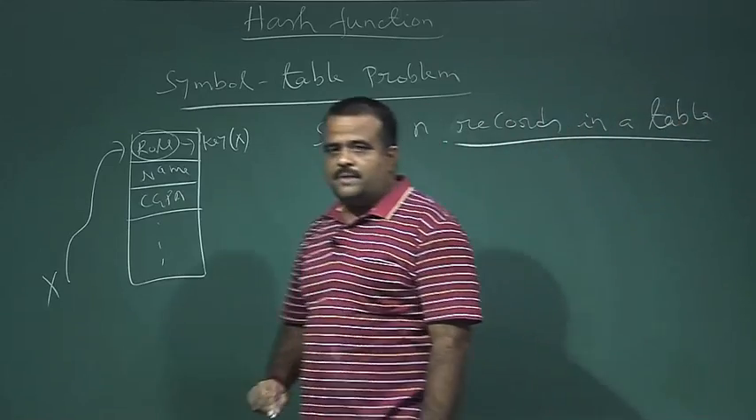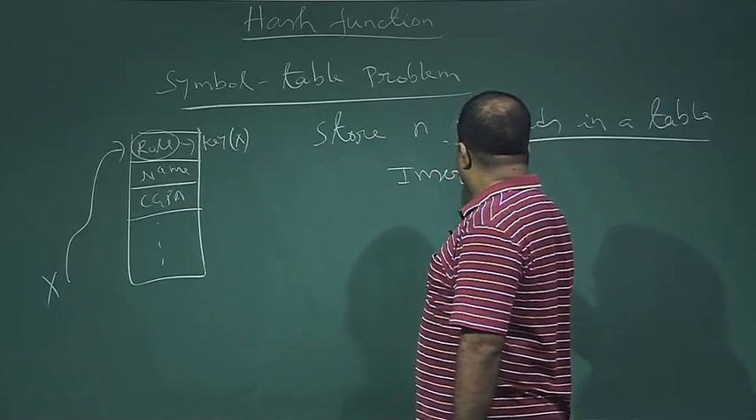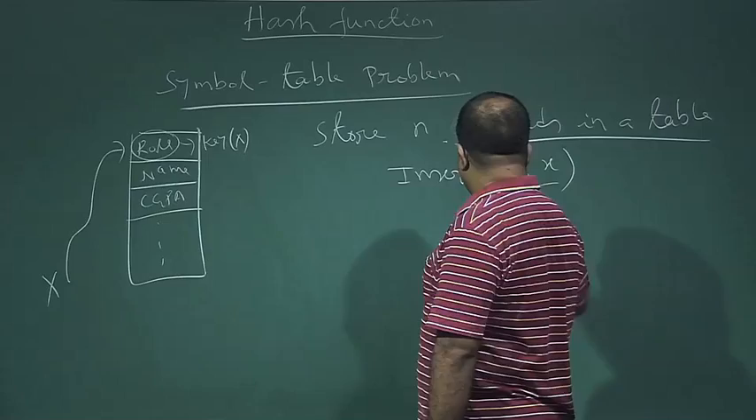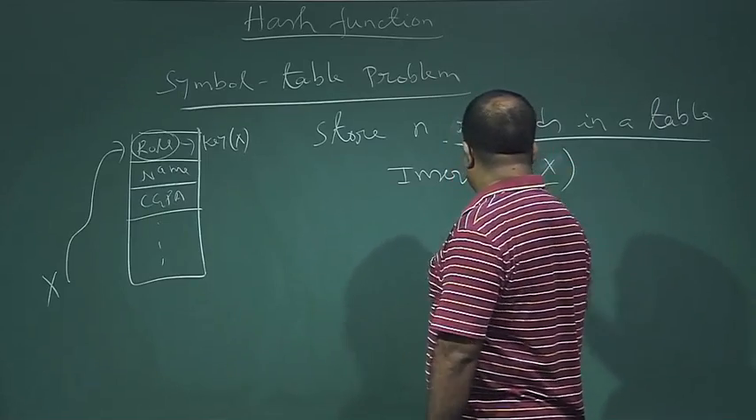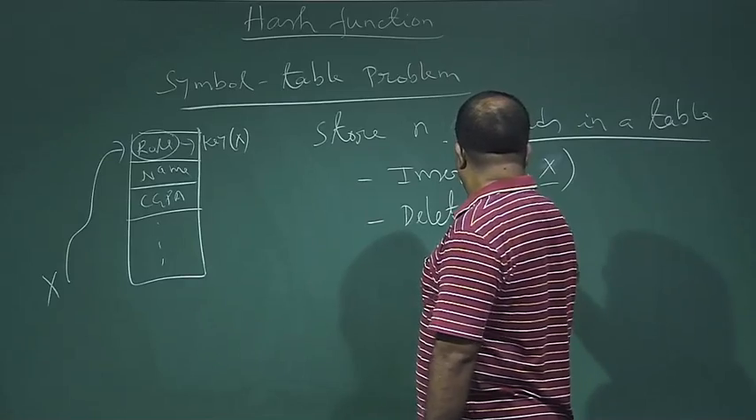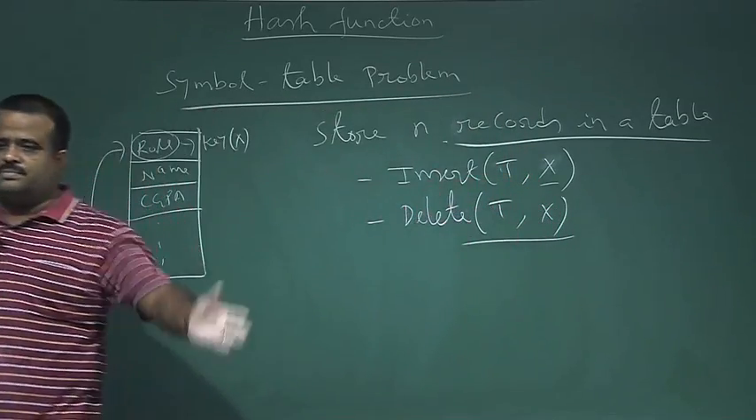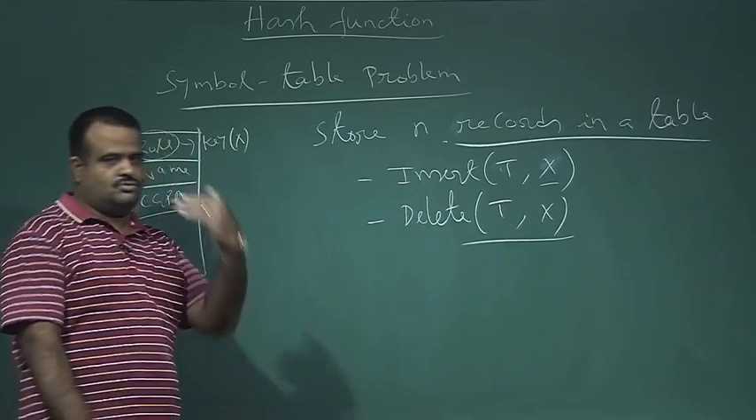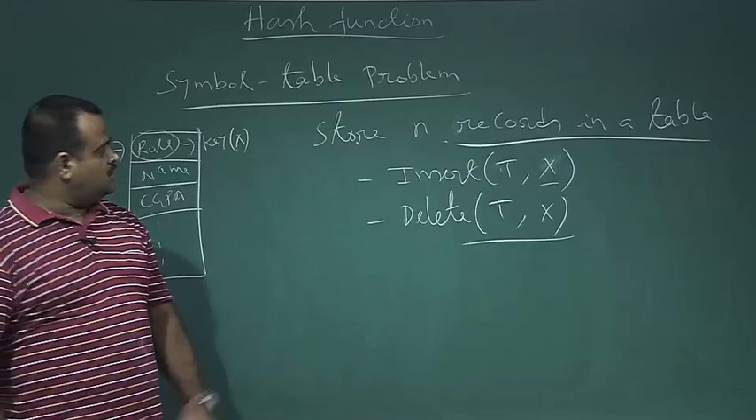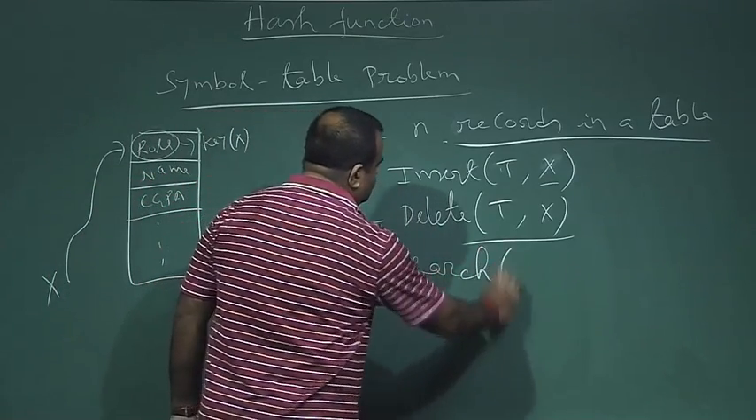We should be able to perform some dynamic operations like insert. We should be able to insert a record in the table which is not there. We should be able to delete a record from the table. If a record is there, we can delete it. Suppose a student passes out, we should delete that record from the table. These two are dynamic operations, and then the main important thing is we should be able to search a record.